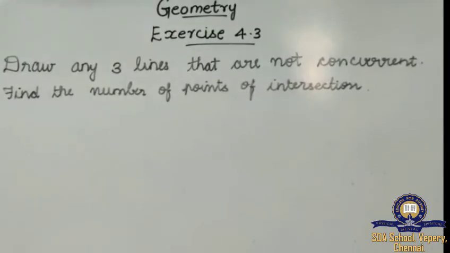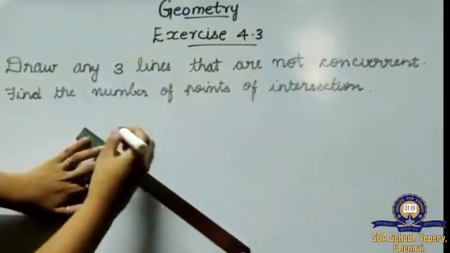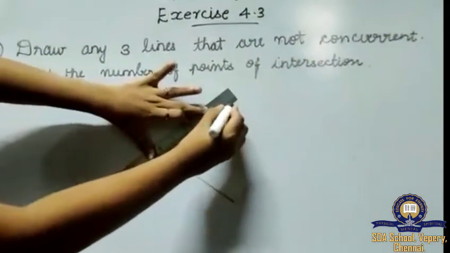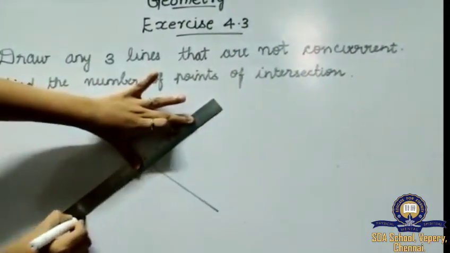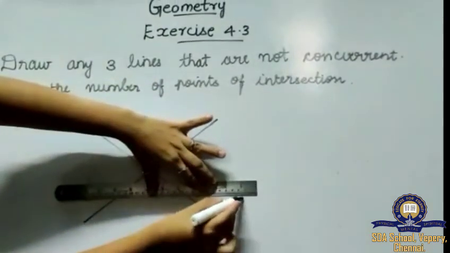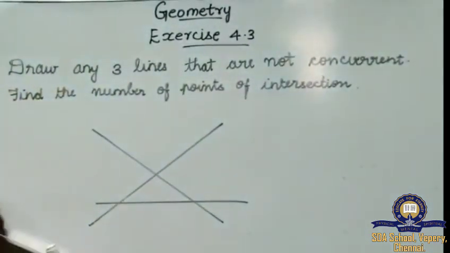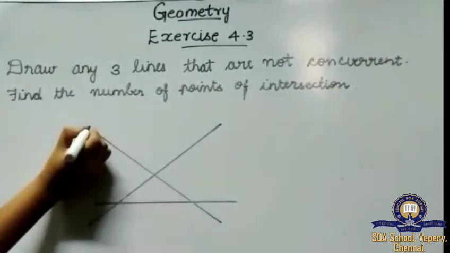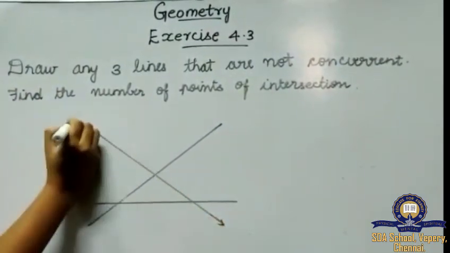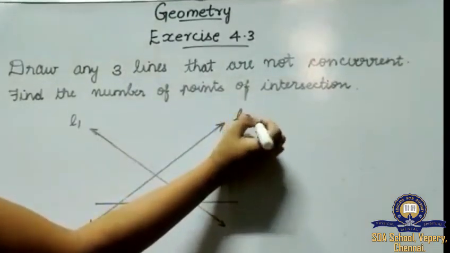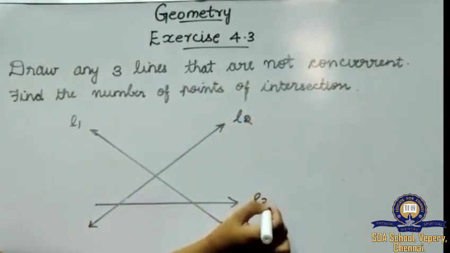They are asking to draw any 3 lines that are not concurrent. So I'm going to draw any 3 lines. You can draw in any direction. First I'm going to draw like this. They are asking for non-concurrent lines. I'm going to represent this line as L1, this line as L2 and this line as L3.